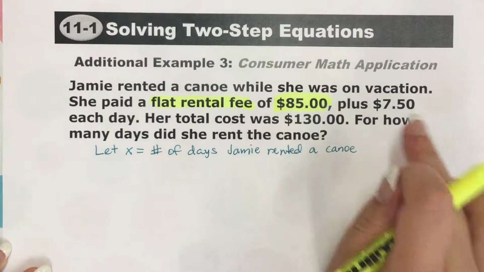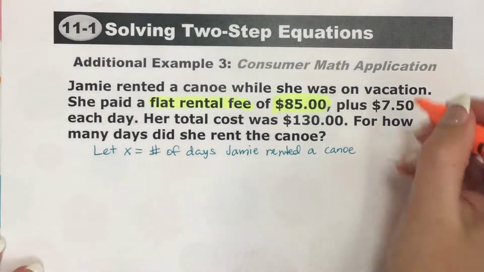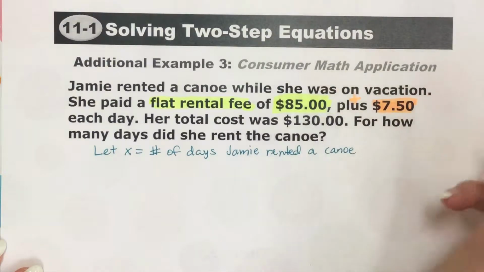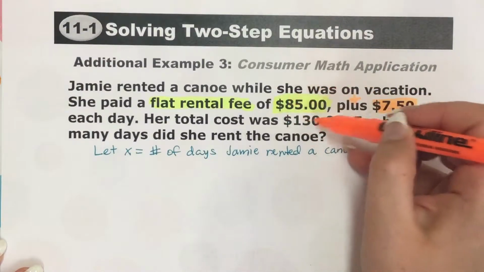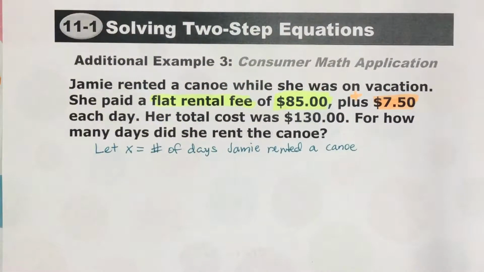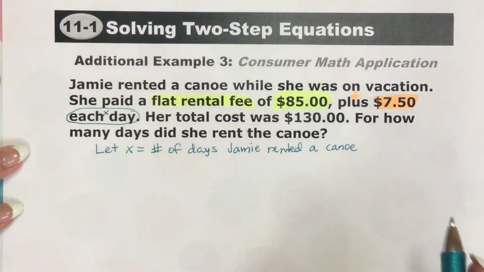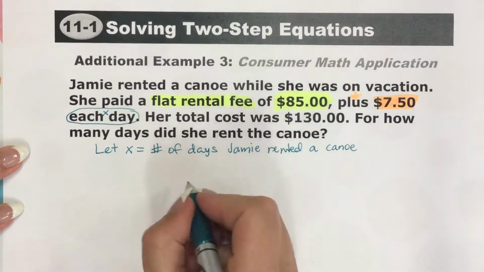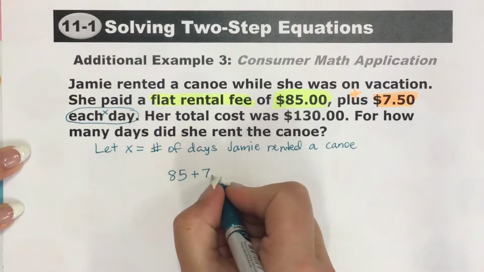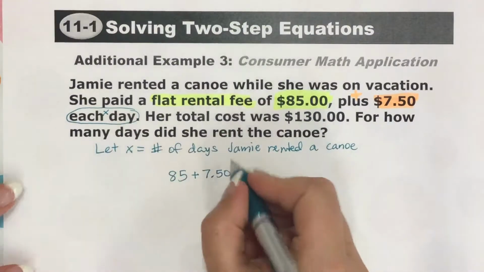Plus, well, that's addition, right? $7.50 each day. So this is a different piece of information that's important. So plus $7.50, and it's nice they say plus because you know it's going to be plus, right? So you have $85 plus $7.50 each day. Well, what do we have for each day? Well, each day, that is our x. So basically, so far we have 85 plus $7.50 each day. And whenever you see that $7.50 each day, it's going to be $7.50 times x.